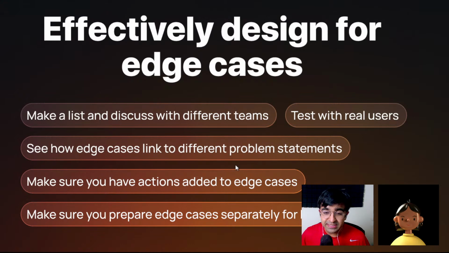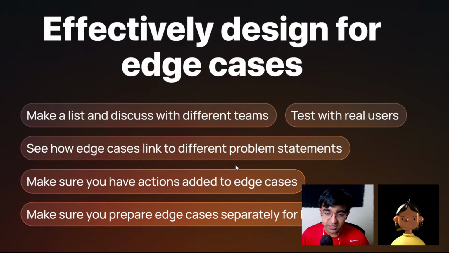See how edge cases link to different problem statements. So this is something which could be interesting. An edge case could be a problem in itself. For example, you made a payment on a website, the payment went through, you got a message from your bank, etc. And even on the app it said successful payment. However, in your orders, nothing is coming. Even when you close the app and bring it up, nothing is really coming up. So that could be a problem statement in itself.